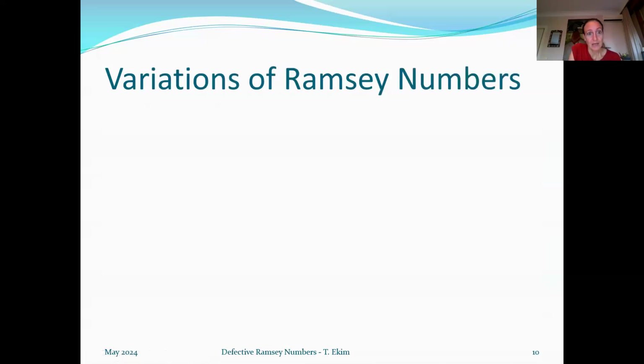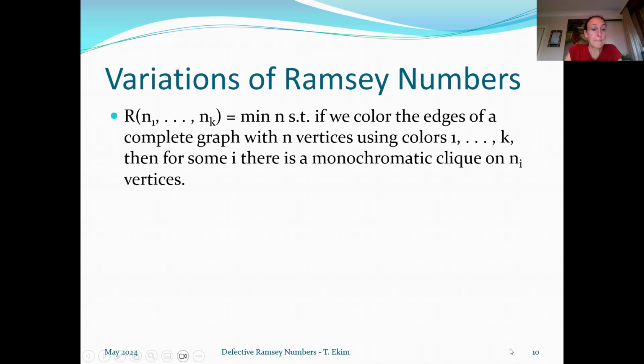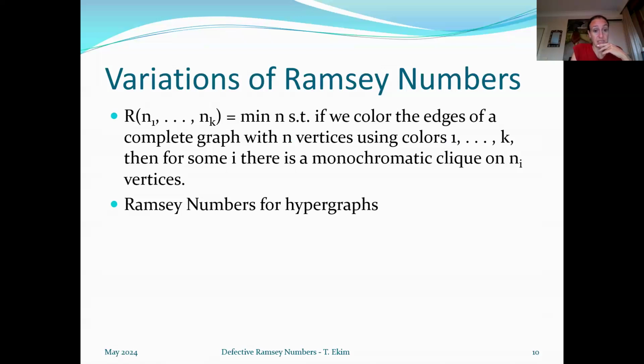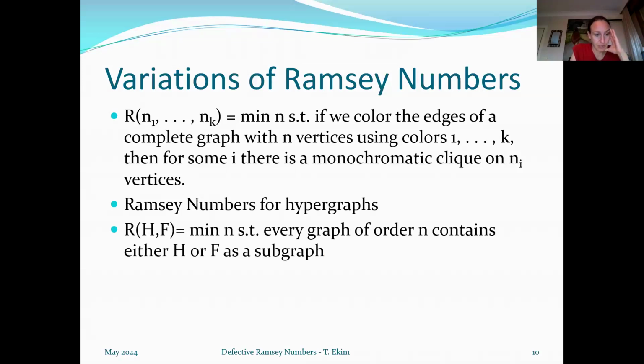Okay, so now there are lots of variations of Ramsey numbers. For instance, in terms of colors, instead of coloring a complete graph using 2 colors, we can color it with more colors, and then again claim that there will be a monochromatic clique on a given number of vertices. Or there are variations in terms of hypergraphs, where edges are subsets of several vertices. Or graph Ramsey numbers. Instead of searching for cliques and independent sets, we can search for small graphs, H and F.